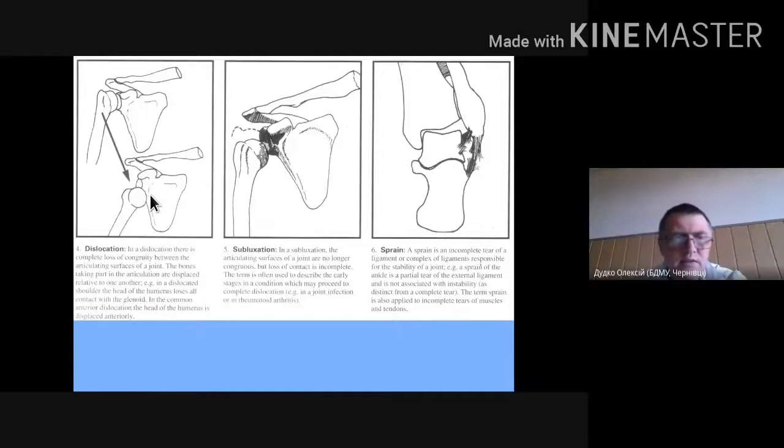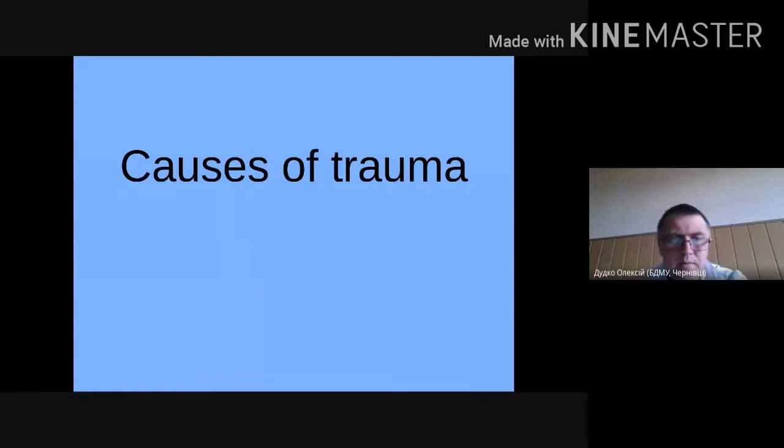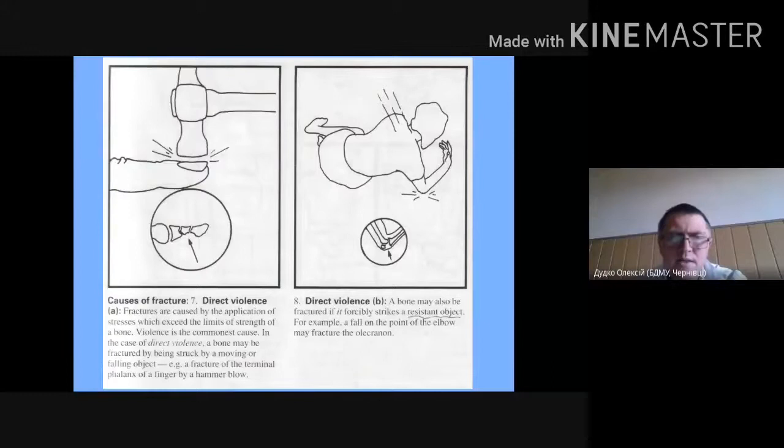If we have a partial loss of contact, we talk about subluxation. It may be part of an acute injury, as well as part of some disease. And sprains are usually when some part of a ligament or tendon is torn, an incomplete tear of the ligament. So, what are the main causes of trauma? It may be direct violence, when the injury is applied directly to the place where the fracture occurs.